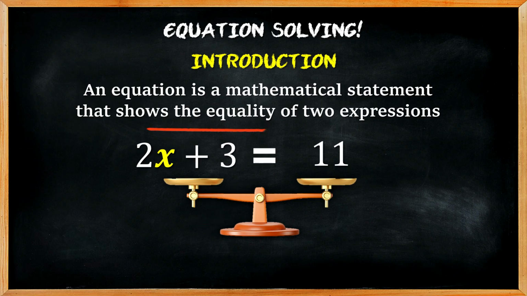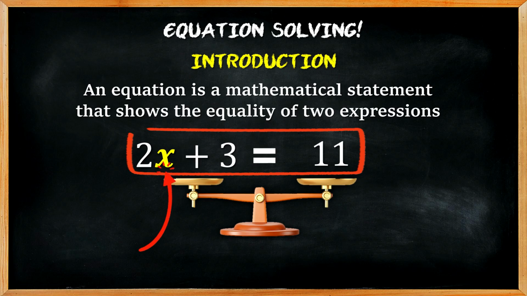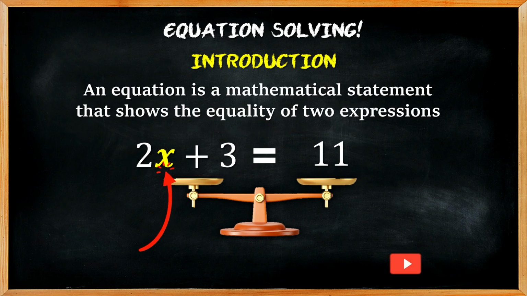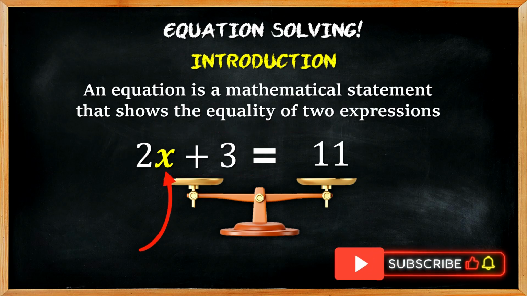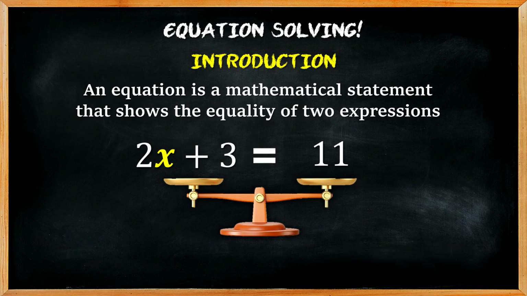Here we have the equation 2x plus 3 equals 11. The variable x is what we need to find. It's our unknown value. Solving an equation means finding the value of the unknown variable that makes the equation true.